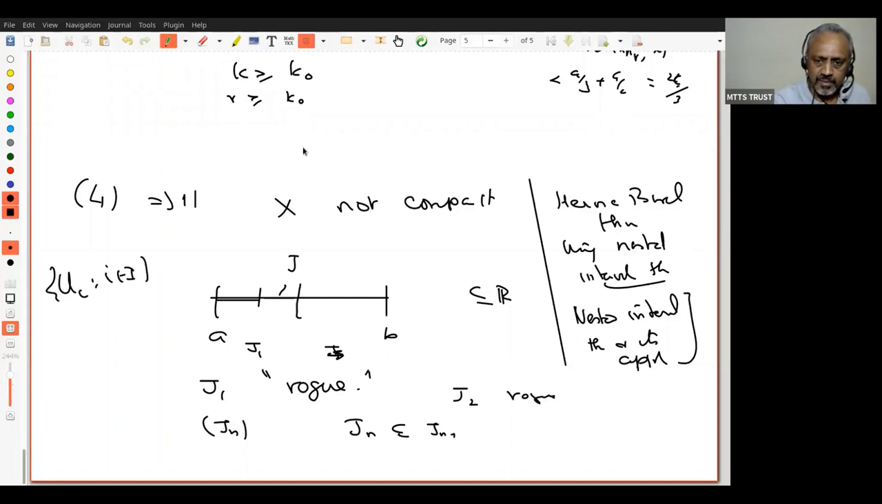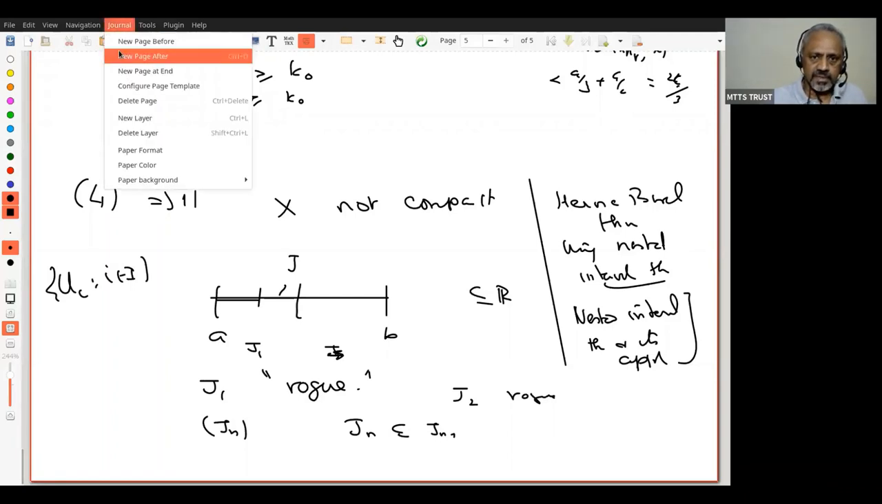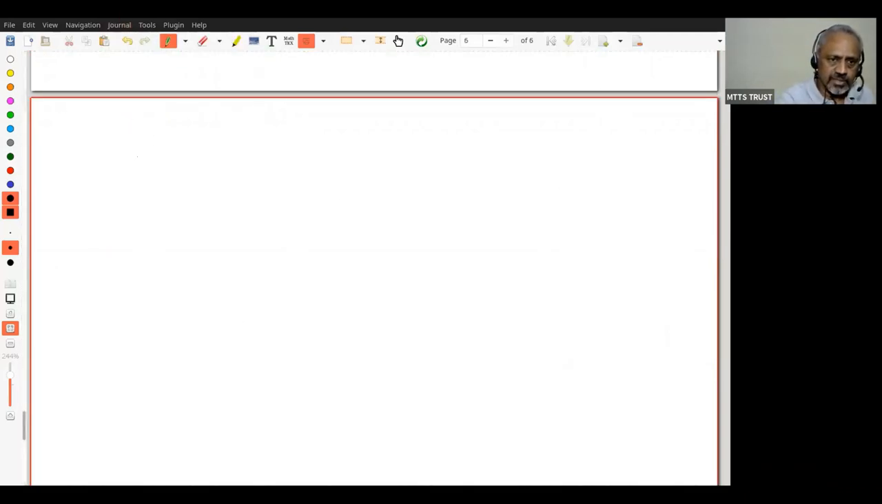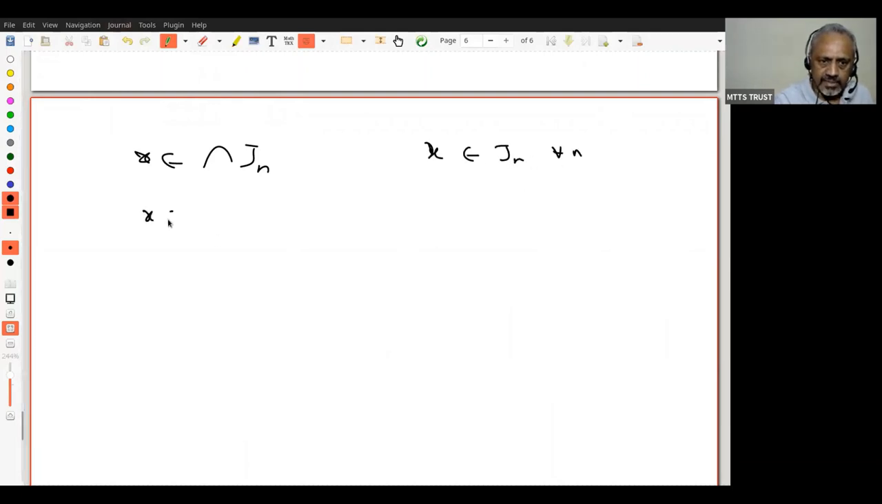How will you arrive at a contradiction? Again, it's the same argument. Suppose x belongs to the intersection of the J_n. That means x belongs to J_n for every n. Now notice that x is an element of [a,b]. Therefore, there is a j such that x belongs to U_j. You understand this? Very good. Now x belongs to U_j, but U_j is open. That means there exists an epsilon so that (x minus epsilon, x plus epsilon) is contained in U_j.